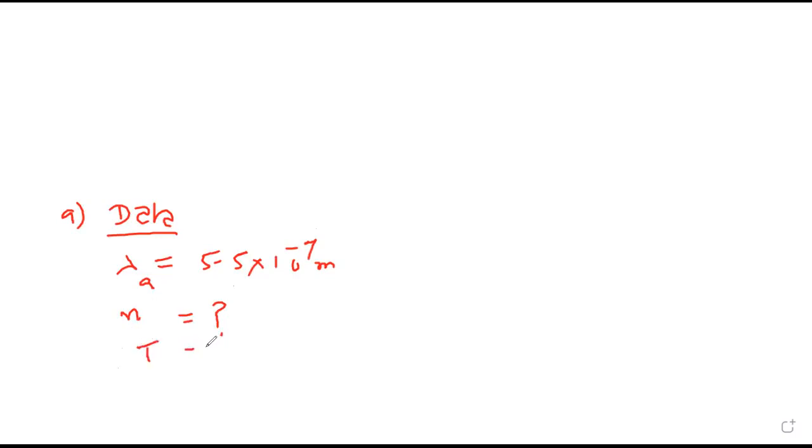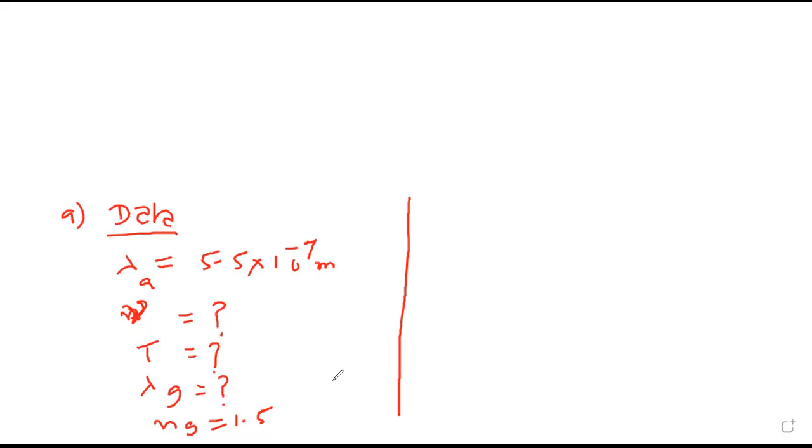Green light of mercury has wavelength of 5.5 in air. What is frequency in megahertz? Frequency megahertz. And time period in microsecond. What is wavelength in glass? If refractive index of glass is 1.5, this we can write mu, refractive index of glass 1.5.